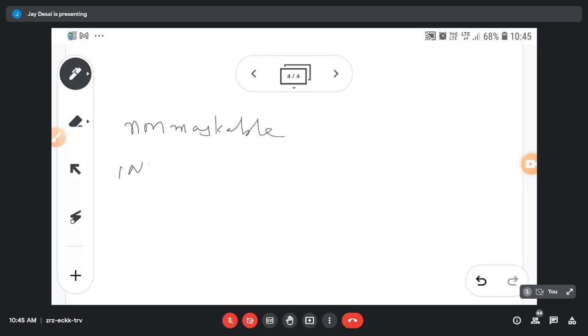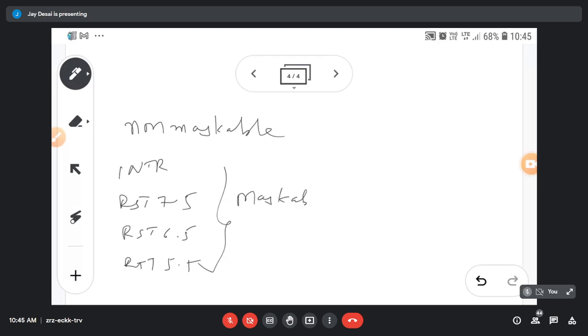Your INTR, RST 7.5, RST 6.5, RST 5.5: these interrupts are maskable, and this only trap is non-maskable. Now, what is maskable and what is non-maskable? When you mask any interrupt, and that interrupt generates the request for service to the processor, then also the processor will not give the service to that particular interrupt, because your interrupt is masked.